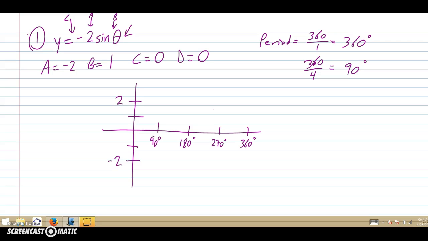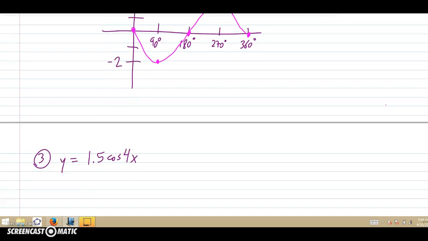So I'll use pink. It's sine. Sine starts on the axis. But since A is negative, that means it's going to go down first. So at 90, it'll be at negative 2. At 180, it'll be back at 0. 270 will be back at 2. And 360 will be back here. And you just try to connect it with the smoothest curve possible. Good enough. We're not looking to build a watch here. There it is: y equals negative 2 sine theta. Not so bad once you can identify the letters, right?